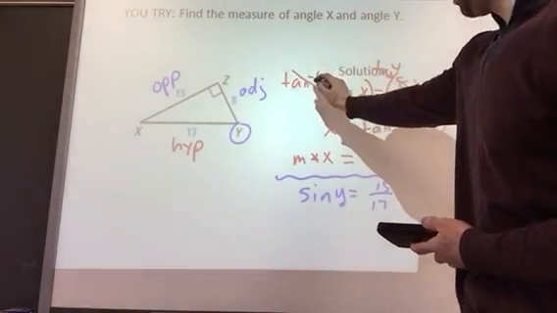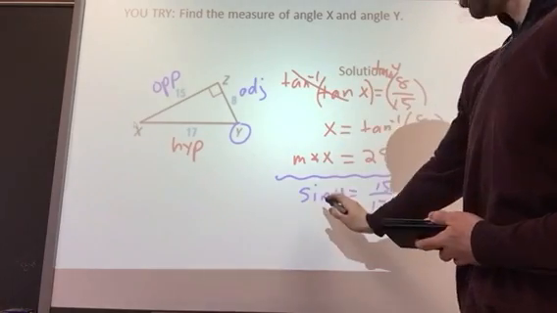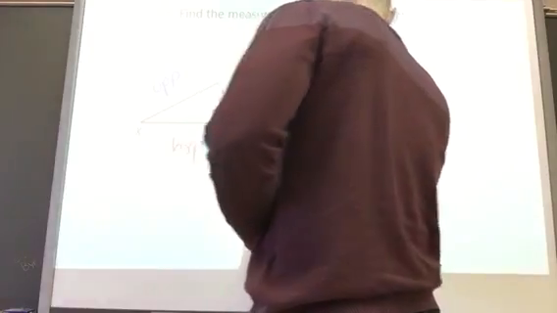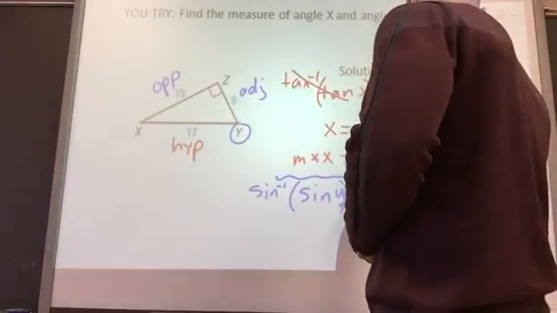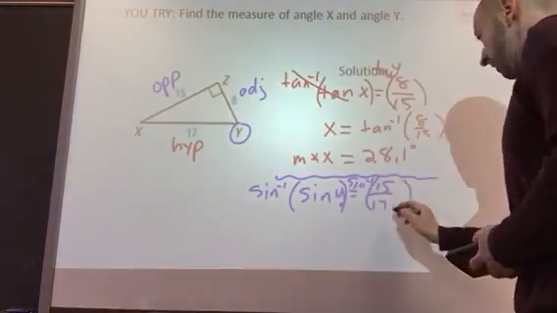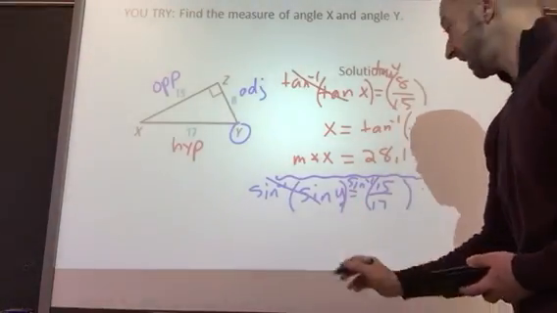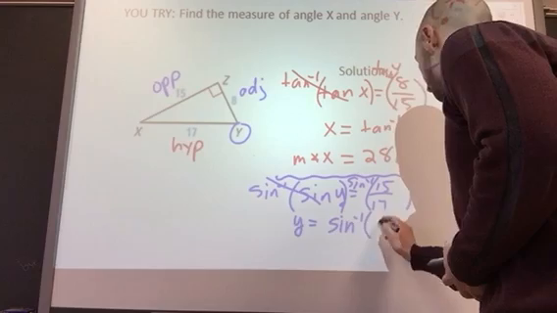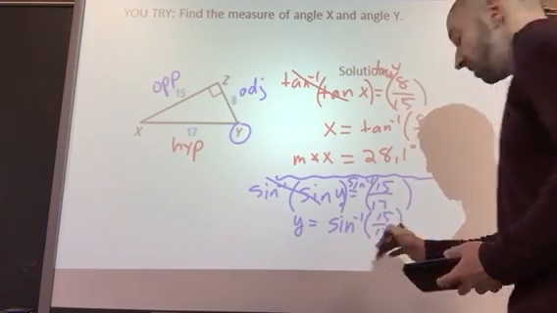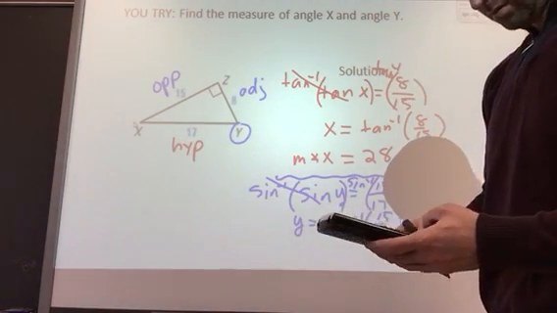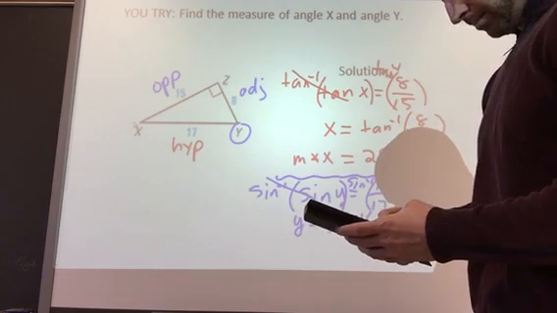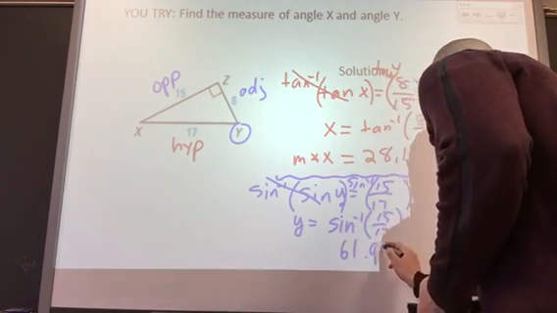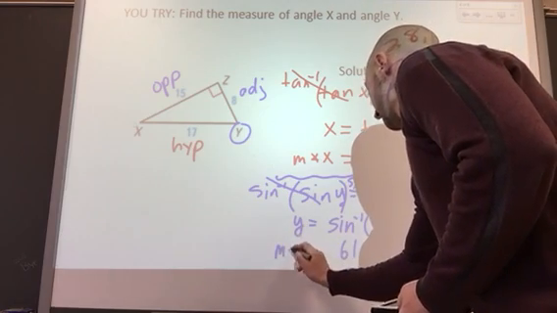Just like I did tan inverse to untan X, I'm going to do sine inverse to unsine Y. So let's take the sine inverse of both sides. That will essentially cancel the sine, leaving me with Y. On the other side, I have sine inverse 15 over 17. I'm going to plug that in my calculator. And that gives me 61.9 degrees. And that is the measure of angle Y.